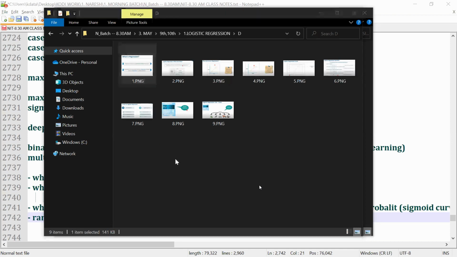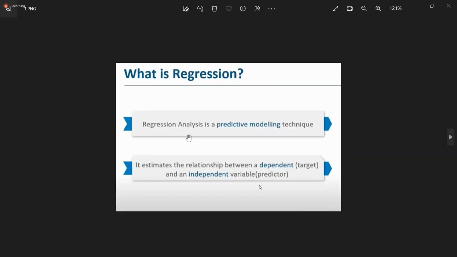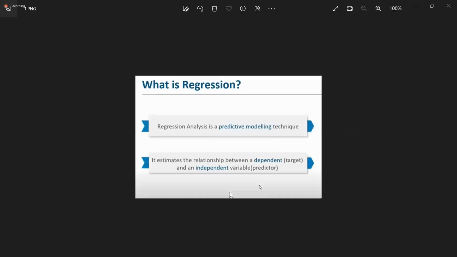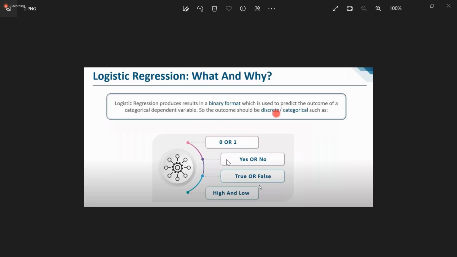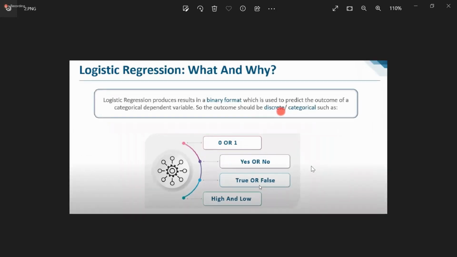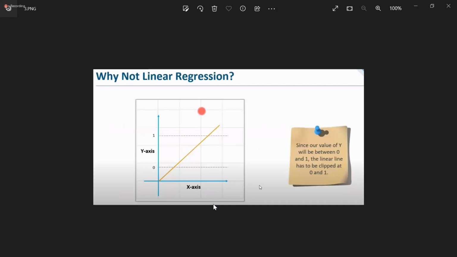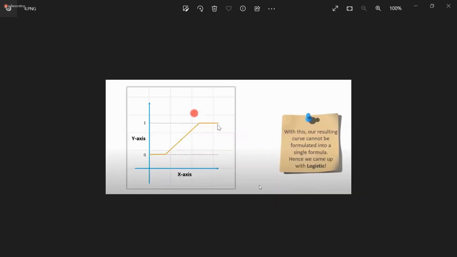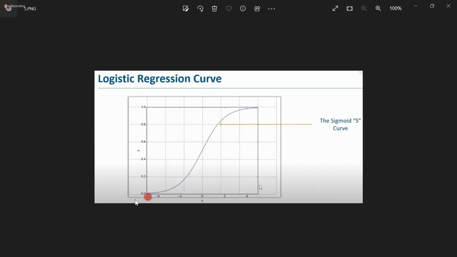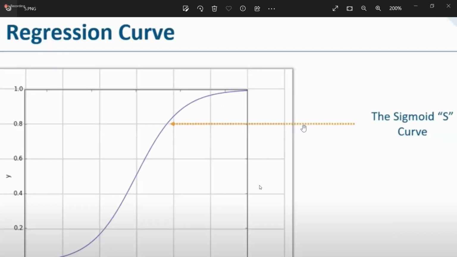Regression analysis is a predictive modeling technique, and I'll give you this one. When we call it logistic, the output is 0 or 1, yes or no, true or false, high and low, isn't it? If we compare both, why not call it linear regression? Because the sigmoid curve is linear or non-linear? That's why we cannot call it regression, guys. The next one: we get an S curve. What is the name of the curve? Sigmoid curve. S curve is the sigmoid curve, isn't it?